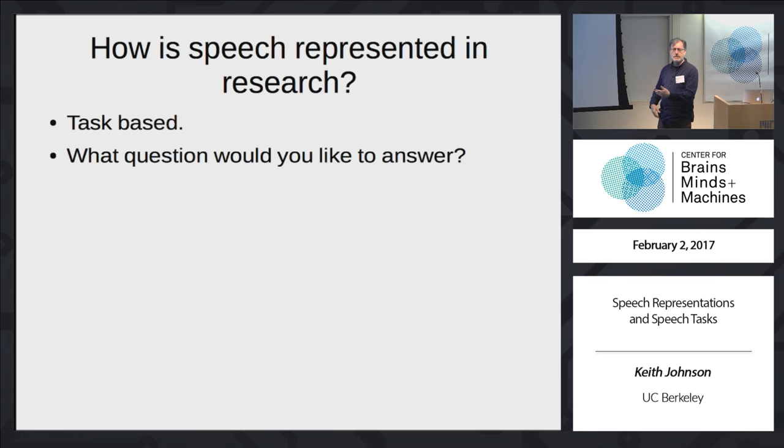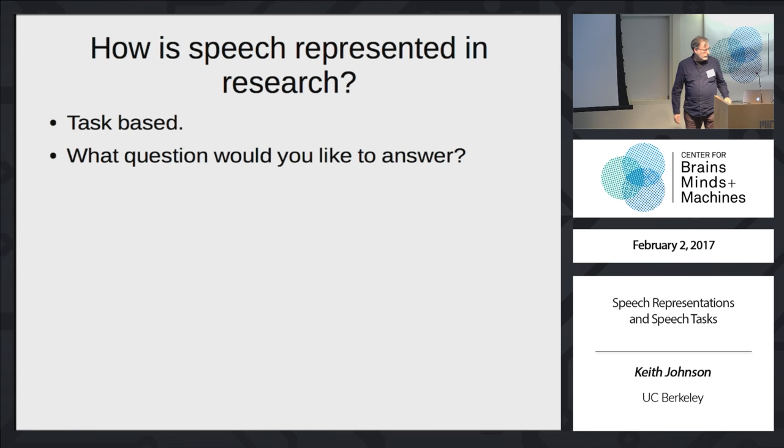As a linguist, I can say, I don't understand why these engineers are so concerned with whatever it is they're representing language in. And engineers can look at linguists and say, I don't know why these linguists are so concerned with phonemes and allophones and so on. Basically, what kind of question you're trying to answer is part of what dictates what's a good representation, what's an insightful way of representing speech.